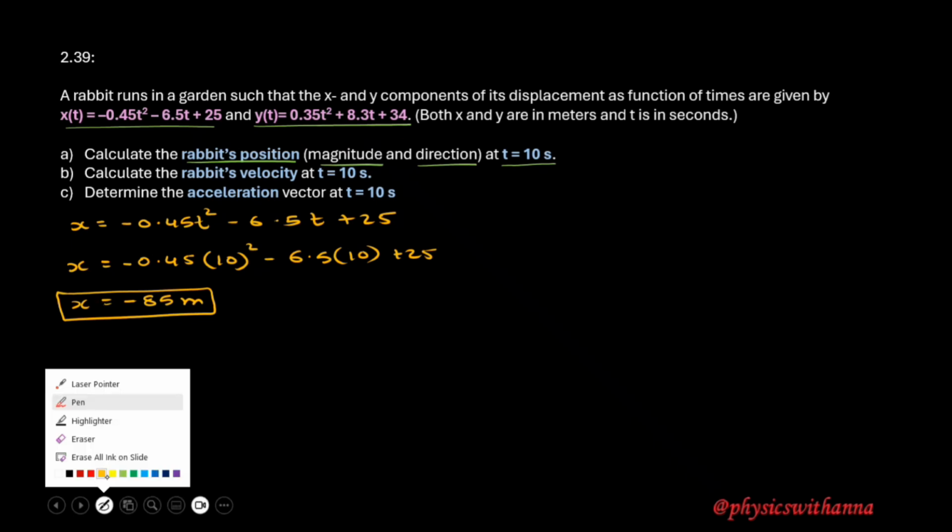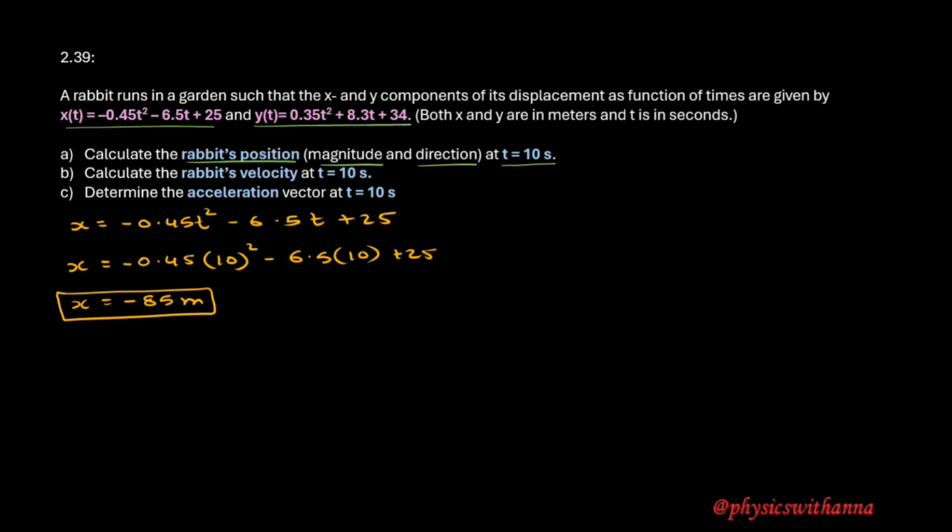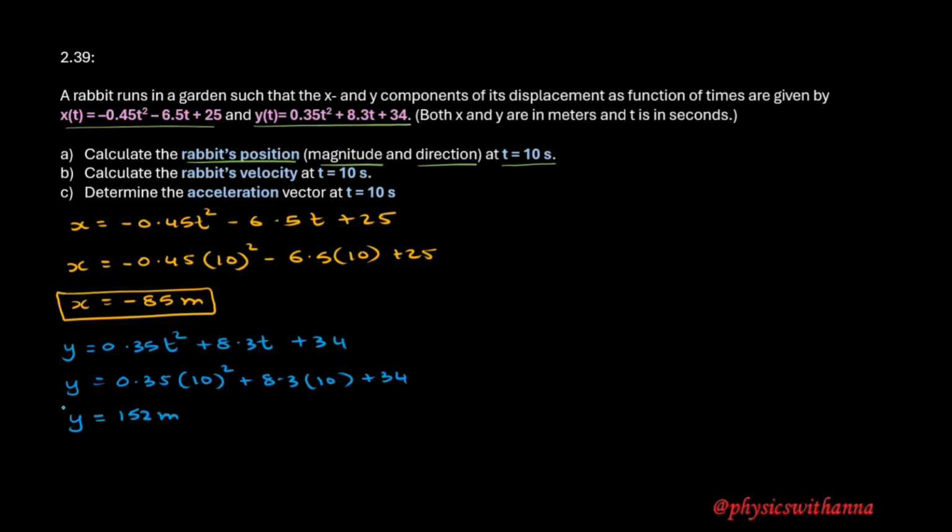Then we find the y value. The y component is given as 0.35 t squared plus 8.3 t plus 34. We will find y at 10 seconds by substituting time t as 10. So 0.35 times 10 squared plus 8.3 times 10 plus 34. And this gives you the y component of position to be equal to 152 meters.